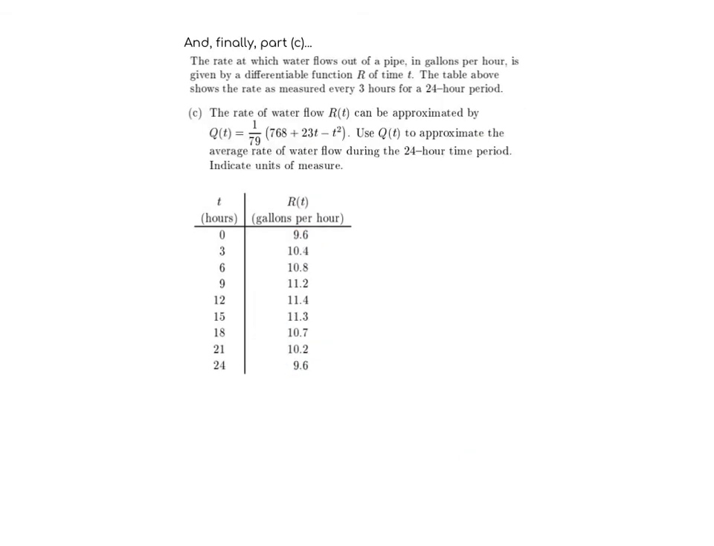Alright, then we got part C. We got the rate at which water flows out of a pipe can be approximated with Q of t. Use Q of t to approximate the average rate of water during the 24-hour time period. So we're given the rate of water flow, and we're asked to find the average rate of water flow. We've got to be careful because we see average rate, we want to think average rate of change. But since this is the average rate of a function that is a rate, this is an average value question.